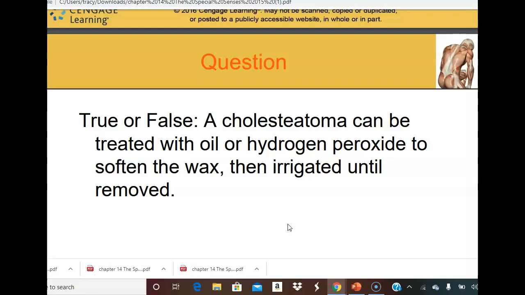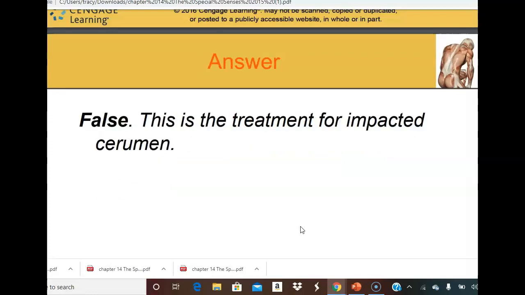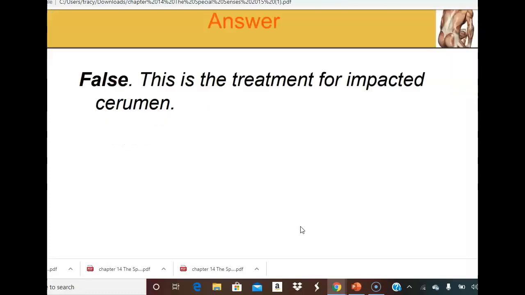True or false? A cholesteatoma can be treated with oil or hydrogen peroxide to soften the wax, then irrigate until removed. Okay, so remember, cholesteatoma was a cystic mass, so doing those measures isn't going to take care of it. Those are measures that we would do for having a wax impaction or cerumen impaction. Okay.